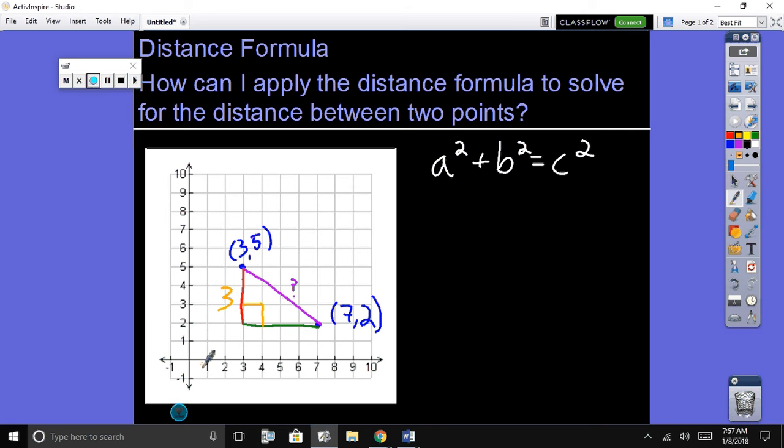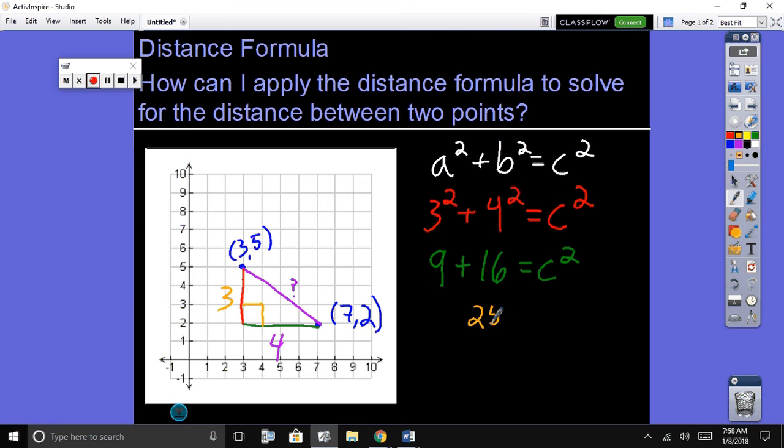And if we start at 3 and we go over to 7, it's going to be a value of 1, 2, 3, 4. So that means my value of a could be 3 squared. My value of b could be 4 squared. And we use that to solve for c squared. Well, 3 squared, that's 9, plus 16 equals c squared still. 9 plus 16 is 25.